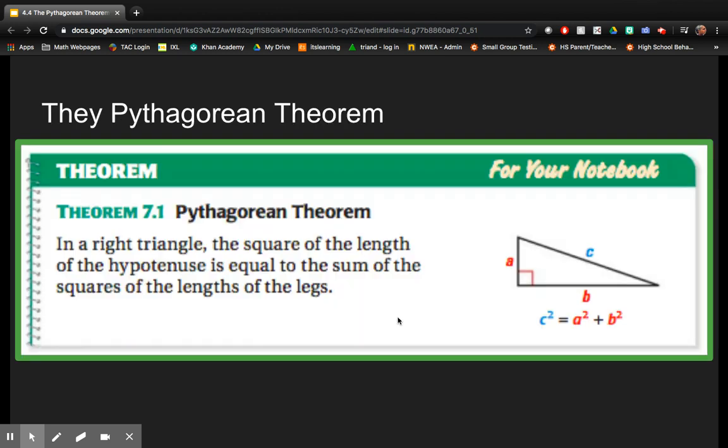The Pythagorean theorem states that you can find the hypotenuse of the right triangle using all three sides. It states that in a right triangle, the square of the length of the hypotenuse is equal to the sum of the squares of the lengths of the legs. Let's watch this video to understand a little more deeply.